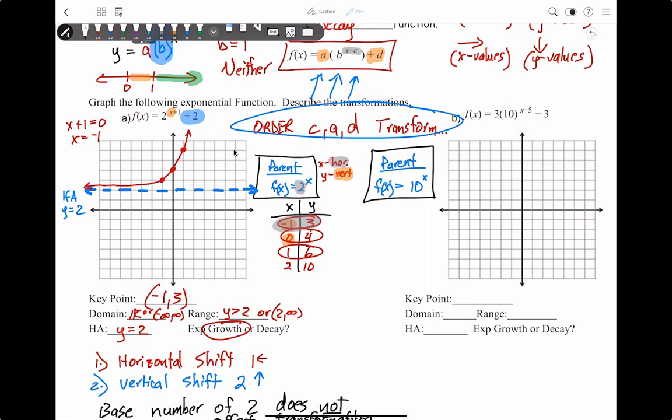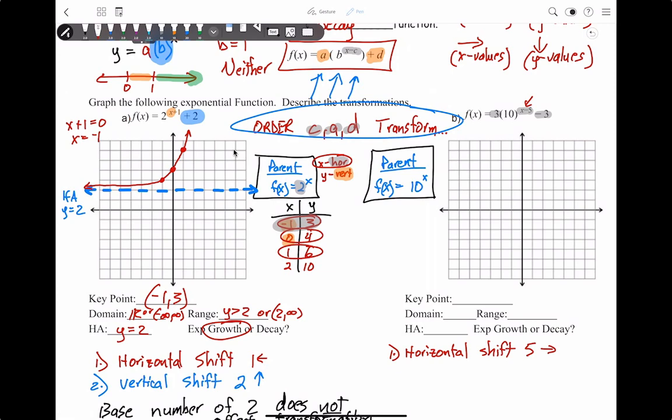So now we're looking at the transformations C, A, and D, in that order. So let's go ahead and work with that -5. This -5 is a horizontal shift because it's with the x. It's a shift because it's adding or subtracting, and it's 5 units to the right because we do the opposite with the x horizontal transformations, okay?